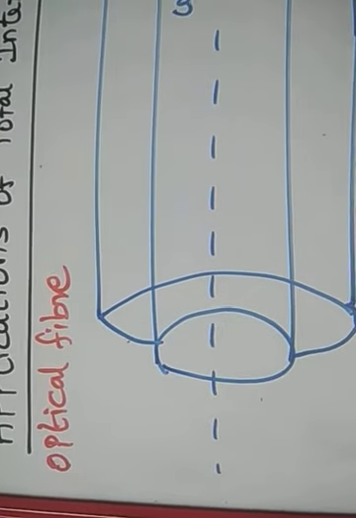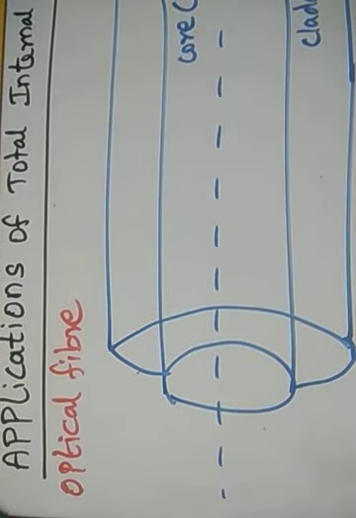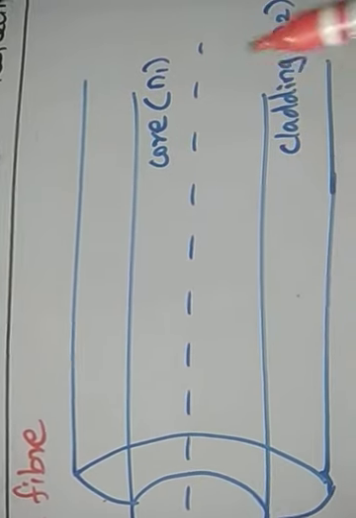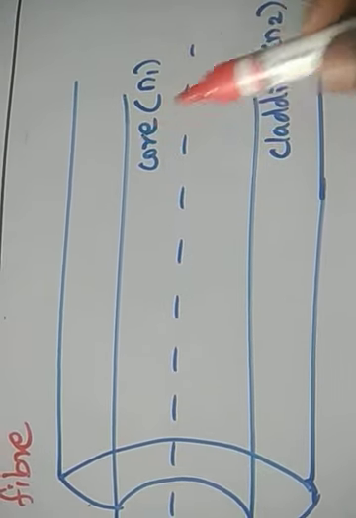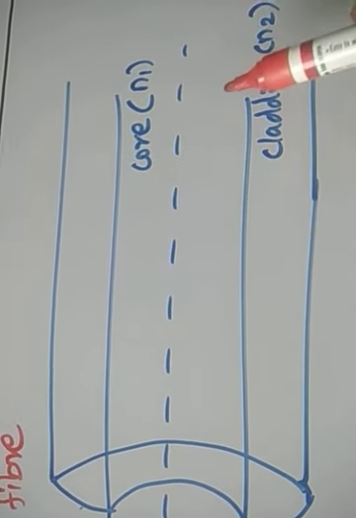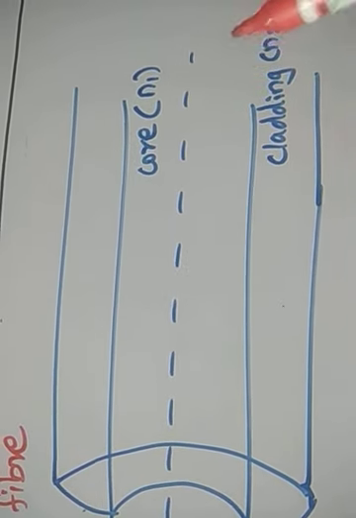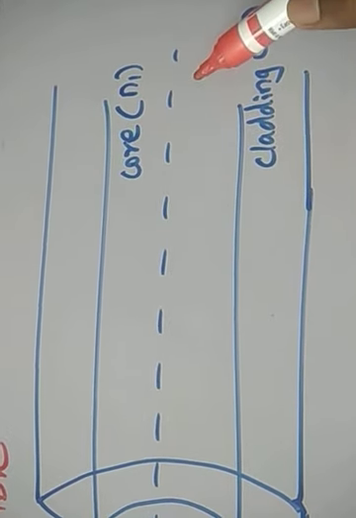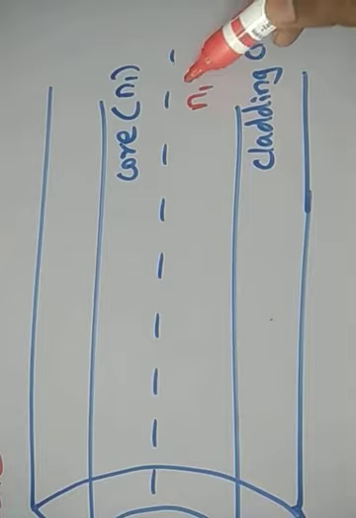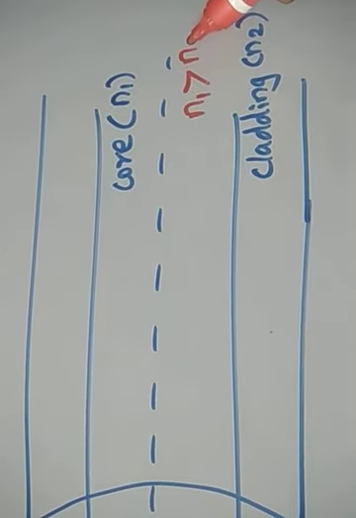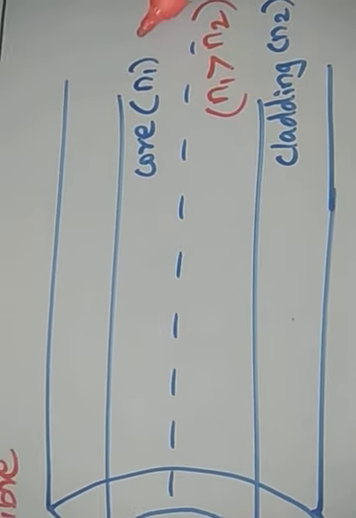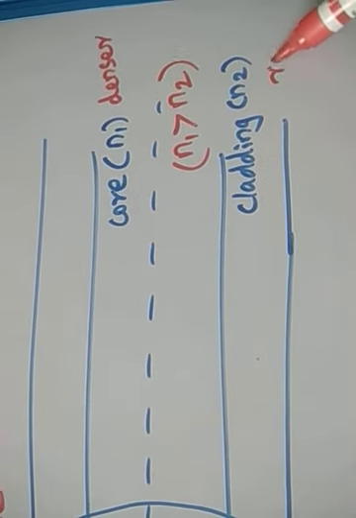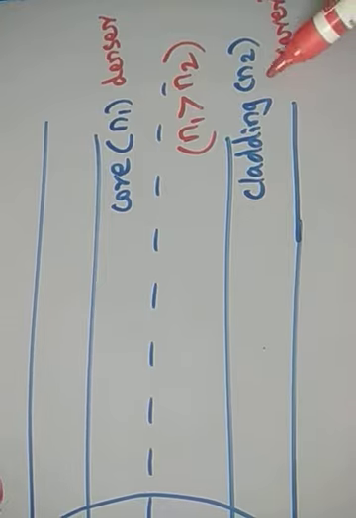Optical fiber. An optical fiber is a glass material made up of a core and cladding. Both the core and cladding are made of the same kind of material, but the refractive indexes differ. The refractive index of the core is greater than the refractive index of the cladding. That is, the core is a denser medium and the cladding is a rarer medium. Keep this in mind.